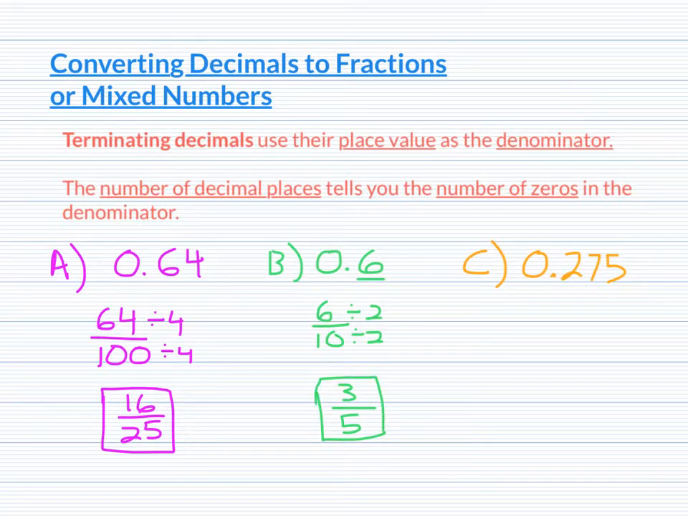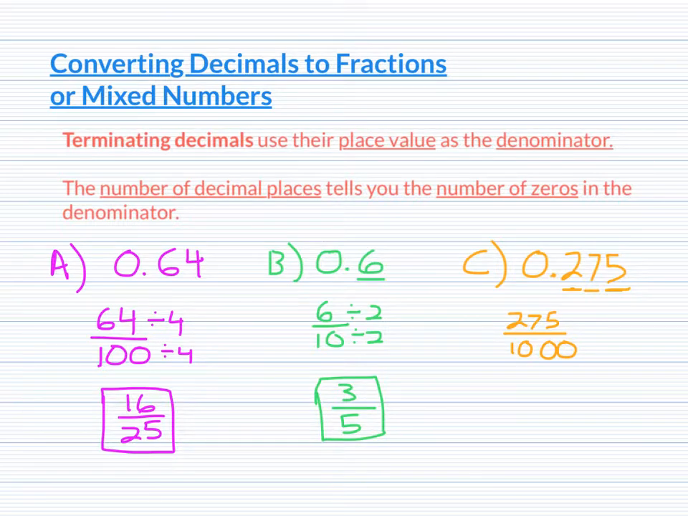Now our final example here, 0.275. This is a little trickier. Got a longer number. Here we have the tenths, hundredths, thousandths place, 0.275. So our fraction will be 275 over 1,000. And just like we said earlier, when we look at our decimal places, 1, 2, 3, we have 3 zeros in the denominator. Now we have to simplify.